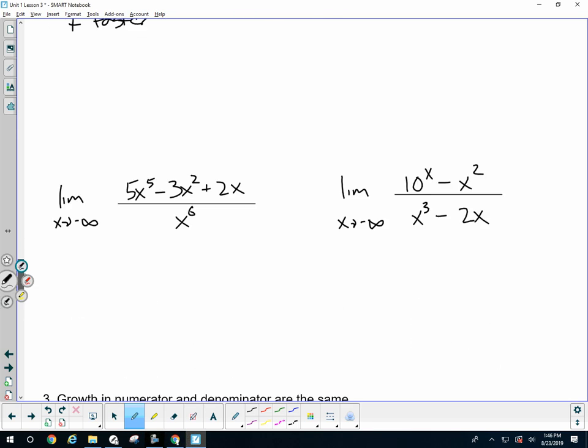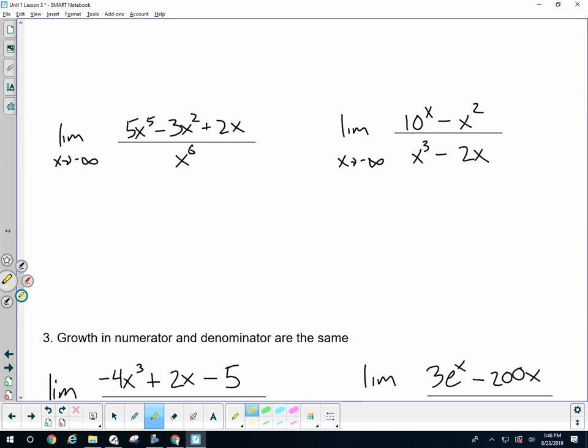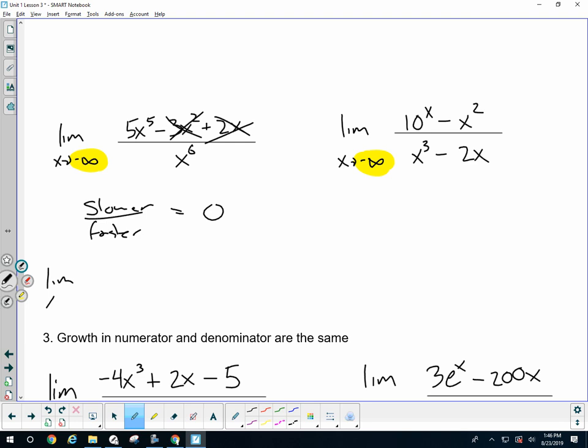Now, approaching negative infinity. Thankfully, for these end behaviors, the sign actually doesn't matter. Don't care, don't care. X to the 5th compared to x to the 6th, slower over faster. Approaching 0. I could also, if I wanted to, and this is kind of the algebraic way to do things, and it only works when you have x to a power over x to a power. It'll work in the future. Is I could actually simplify this. This becomes 5 over x, and this becomes like 5 over infinity. It's another way to see that the answer is 0.